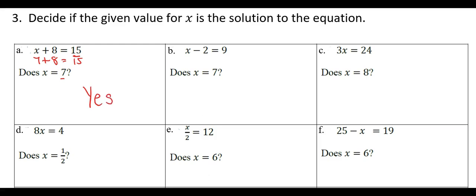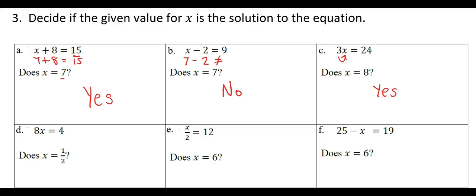In question B, I have x minus 2 equals 9. Well, if we replace the x with 7, 7 minus 2 does not equal 9. So no, in this case, the x is not 7. In question C, I have 3 times x equals 24. Does x equal 8? Well, 3 times 8 is 24, so yes. In this case, the x equals 8.